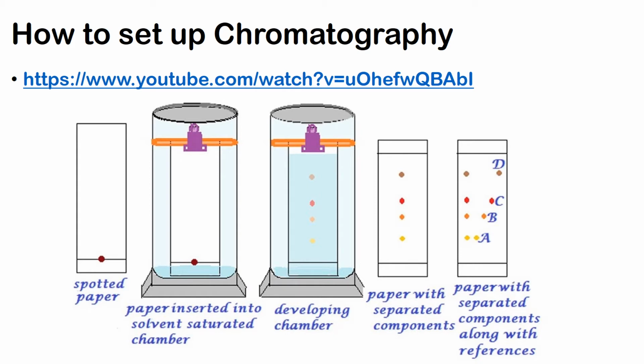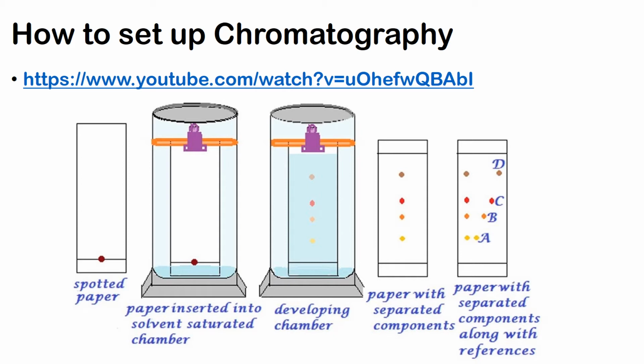If it's made of only one thing, so if it's a pure sample, then you'll only get one spot at the end. Now when the solvent gets close to the top of the paper, again about 1 centimetre from the top is a good place to start, you're going to take it out and you're going to draw a pencil line across where the solvent reached.